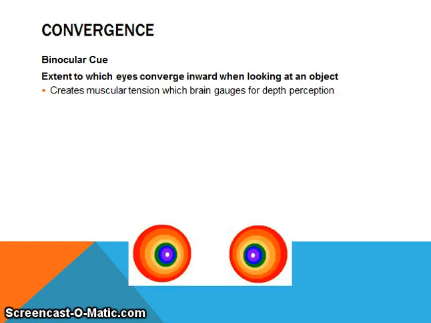So the first is convergence, and that's a binocular cue, and that is the extent to which eyes converge inward when looking at an object. That creates muscular tension, and the brain gauges that for depth perception. So with these circles, your eyes don't have to squeeze together as tight to see the red, so you think that's closer to you. Your eyes have to squeeze in a lot more, and it works the muscles in your eye a lot more to see the little white part, which makes it feel more far away.